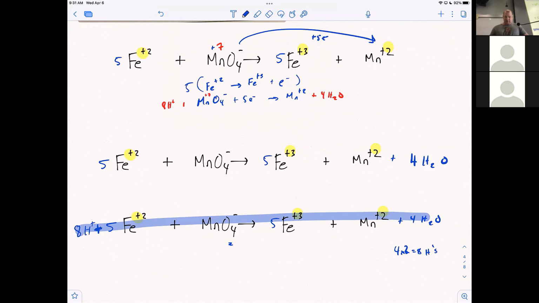Yeah, it does. Thank you. Okay. And then the step further, when you have the 4 waters, you've added 8 hydrogens, so you have to then take account of those 8 hydrogens.